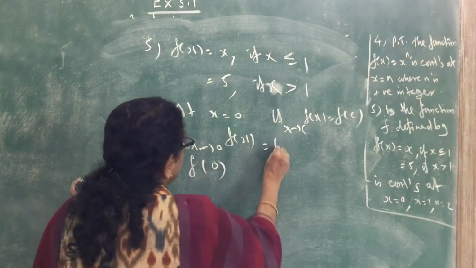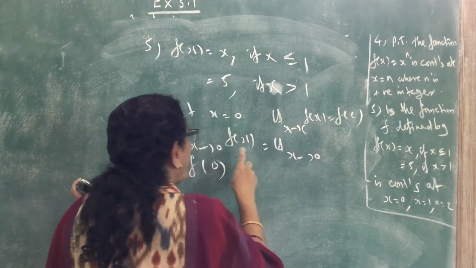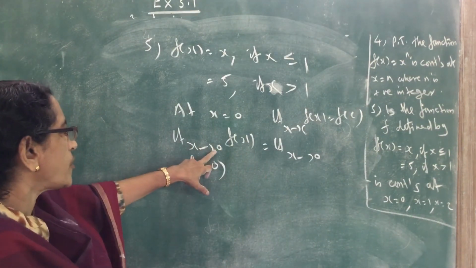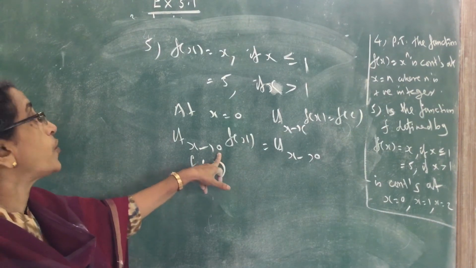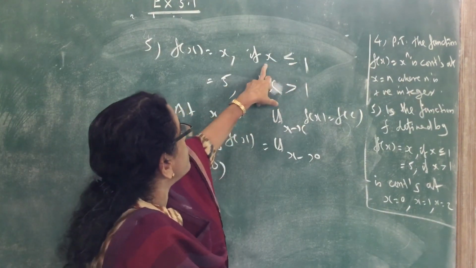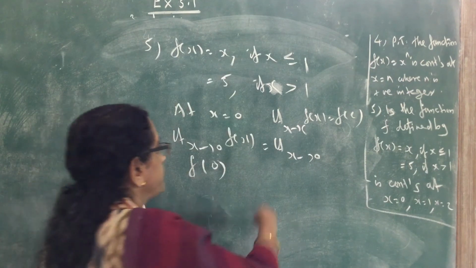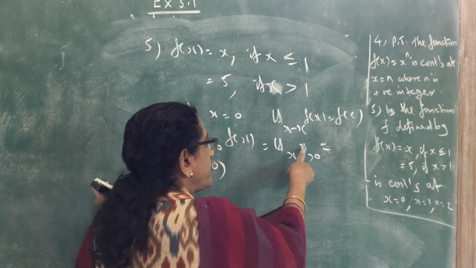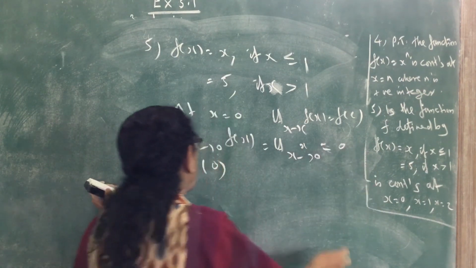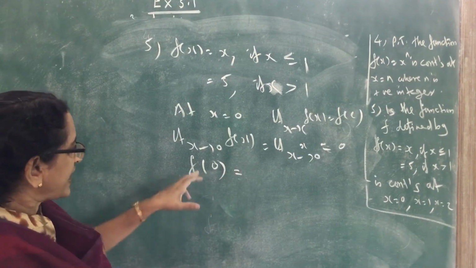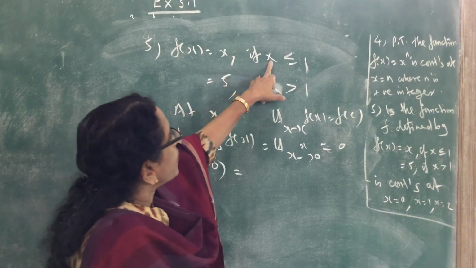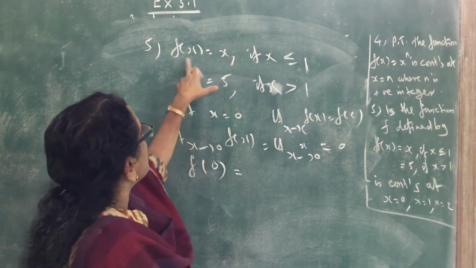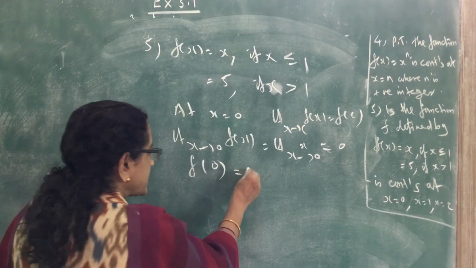So directly we can find the limit as x tends to 0. What is f of x? When x tends to 0, x is very near to 0, which means less than 1, so f of x is x. So what is the limit when we substitute x equal to 0? 0. What is f of 0? When x is equal to 0, that is less than 1, so f of x equal to x. So f of 0 equal to 0.